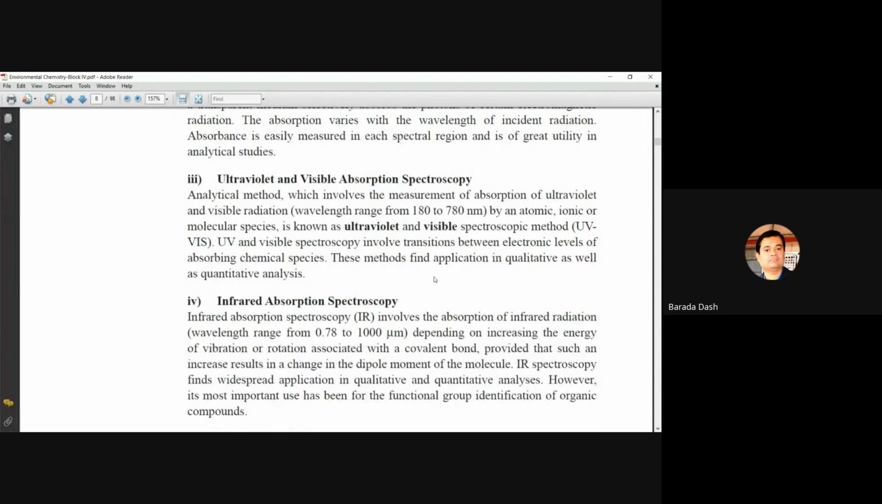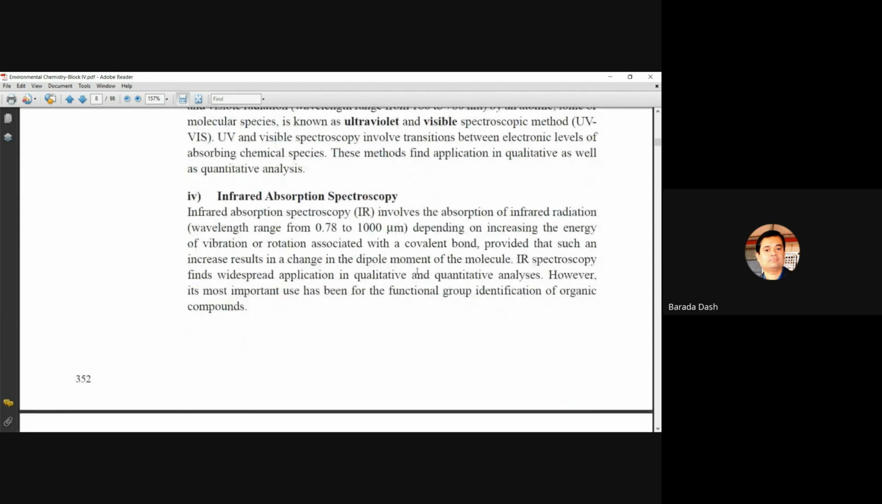Then first, most important among all the spectroscopic methods in environmental analysis is UV visible spectroscopy. The analytical methods which involve measurement of absorption of ultraviolet or visible radiation, with a wavelength range of 180 to 780 nanometers, by an atomic, ionic, or molecular species is known as the UV visible spectroscopy method. UV and visible spectroscopy involve transition between electronic levels of the absorbing chemical species. These methods find application in qualitative as well as quantitative analysis.